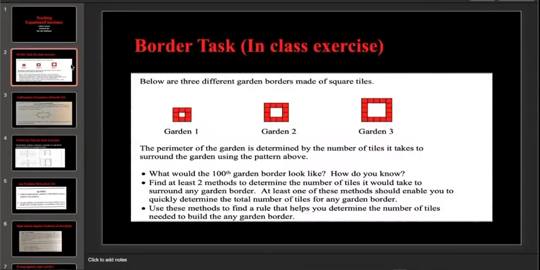So, about the task, it was an exercise that was given to us in class by the teacher, and that was the first exercise we did in this class. So basically, we are given three different garden types. The garden types are made of square tiles. Then the problem is asking to determine the 100th garden border and finding a rule to determine the number of tiles needed to build any garden.